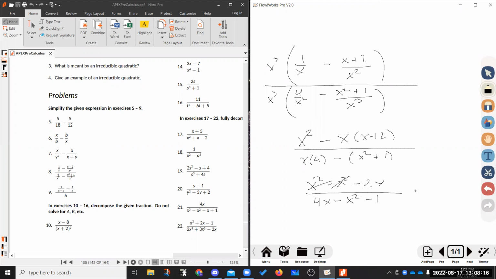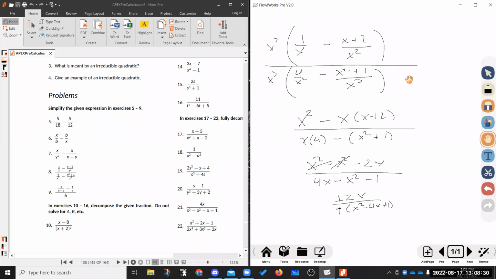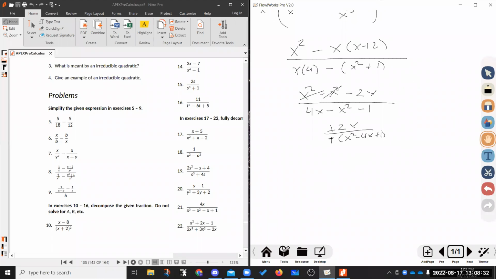X squareds will make a 0. This is going to be negative 2x. And then I'm going to factor out this negative x squared minus 4x plus 1. Cancel those out. And that's going to leave me with 2x over x squared minus 4x plus 1. I cannot factor this quadratic because there are no factors of 1 that add up to be negative 4. That's an irreducible quadratic. So I'm going to leave it.